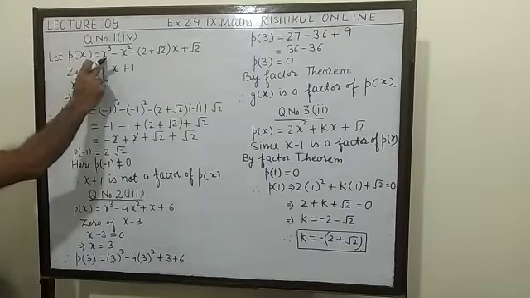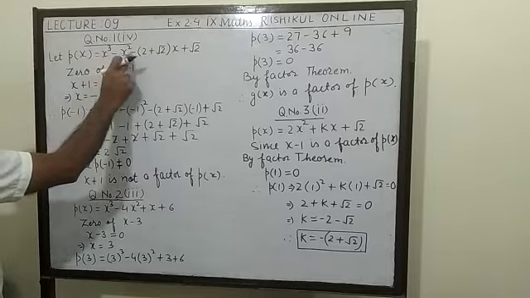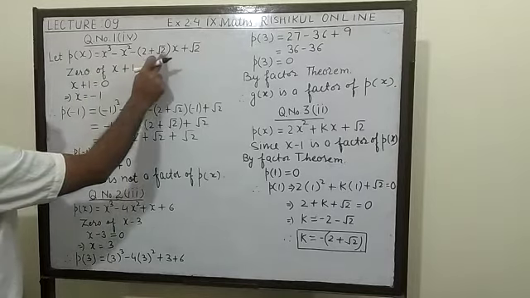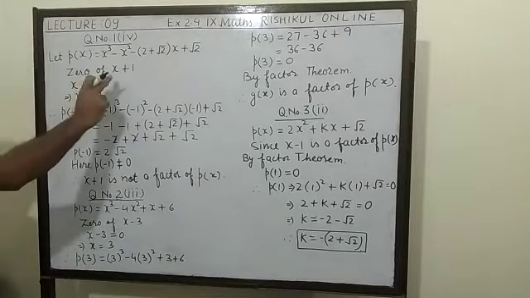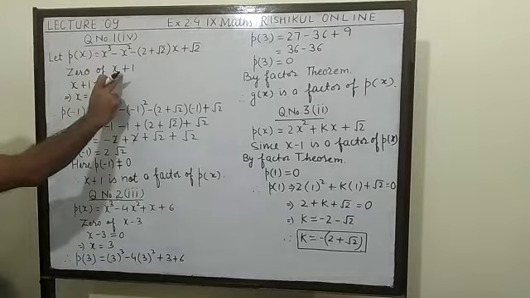P of x is equal to x cube minus x square minus 2 plus root 2 into x plus root 2. How can you check that x plus 1 is a factor? Students, when I discussed the basics of this exercise, I said first of all you will find the zeros of the divisor x plus 1.